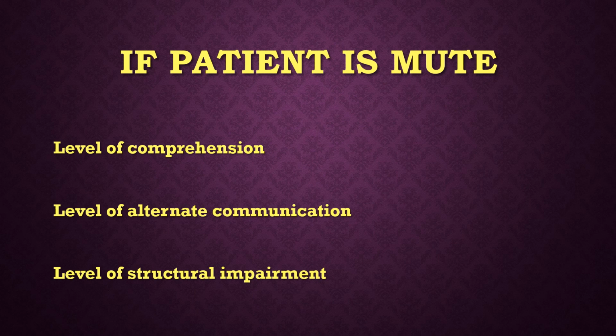Then level of structural impairment. The level of structural impairment of the organs of speech, that is, is there any evidence of dysarthria. When assessing speech, consider the presence of word finding difficulty, then echolalia and signs of aphasia. Then are any of the words made up? That is, is neologism there or not? Need to check that. So this is all about assessing the speech during a mental status examination.